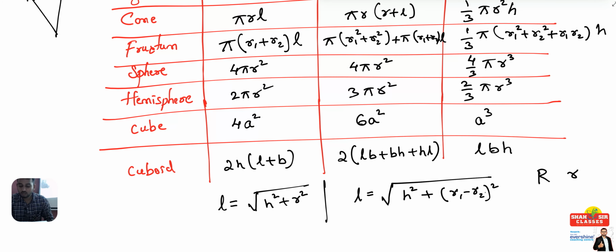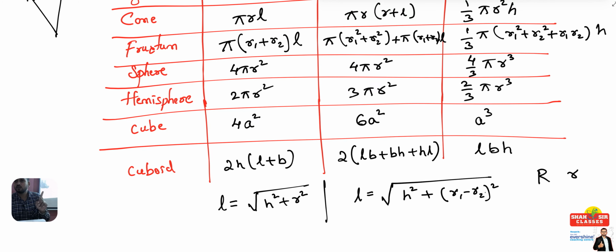Understood? Good. Next question. The formula to find the lateral surface area of a frustum of a cone whose circular ends have R1 and R2 radii, slant height L, is dash. Formula to find the lateral surface area of a frustum of a cone. What is the formula? Pi into R1 plus R2 into L. Any doubts? See, all these questions have already been asked in the final board exam.